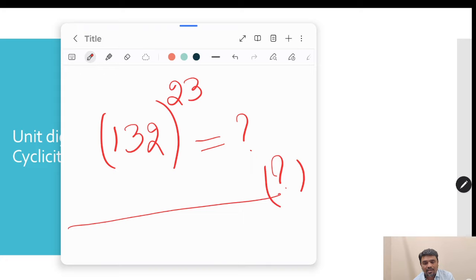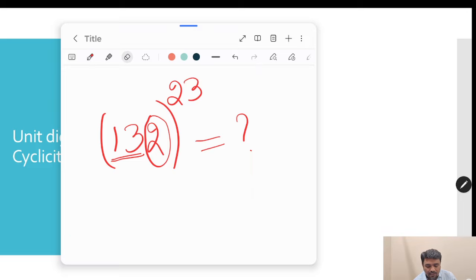As you know, unit place depends on unit place only. That means I need not bother about this 13 also. My question is about only 2. So the unit place of 132 power of 23 is the same as that of 2 power of 23. That's the point you need to understand. So for 132 power of 23, the unit digit is the same as 2 power of 23's unit place. Both are the same. Why? Here also 2 is there, here also 2 is there.